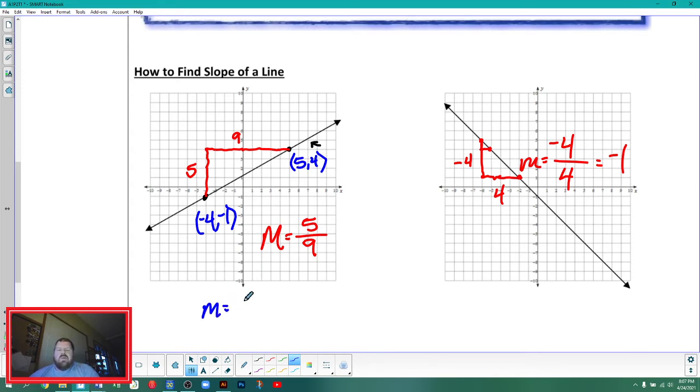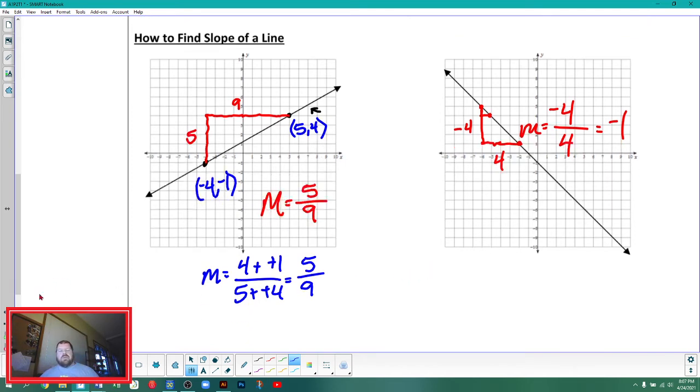Pick a y2 and a y1. Let's say we go 4 minus -1, and then we have 5 minus -4. 4 minus -1 turns into 4 plus 1, and we get 5. 5 minus -4 turns into 5 plus 4, and we get 9. We get the same thing. And that's why both strategies work.